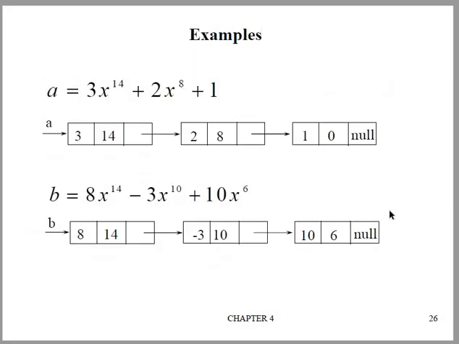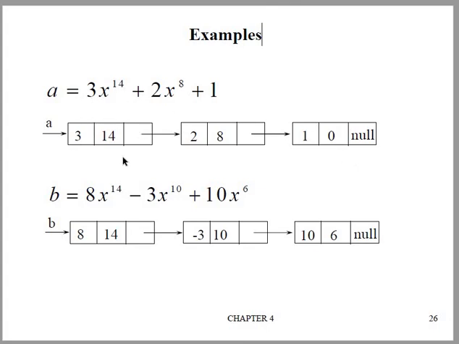This is the example 3x power 14 plus 2x power 8 plus 1, that is polynomial A. Three terms are there in polynomial A, so this A pointer will point to the beginning of the polynomial. The first term is 3x power 14, so for that one node is needed. The second term is 2x power 8, for that another node. The third term is 1, for that another node is needed.